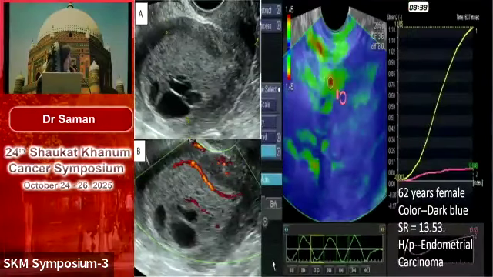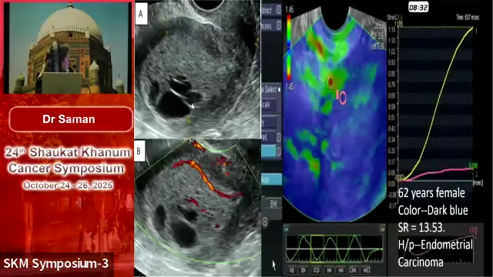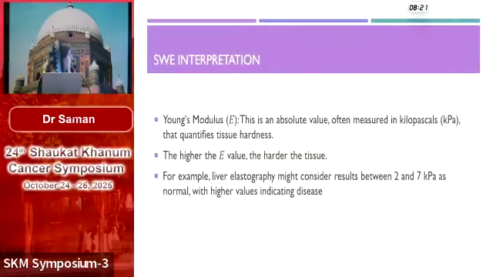This is another case of endometrial carcinoma, in which there is significant endometrial thickening, heterogeneous with internal cystic areas, blue on elastogram, and the strain ratio was 13.5. Suspicion was of endometrial cancer, and biopsy proved that finding.